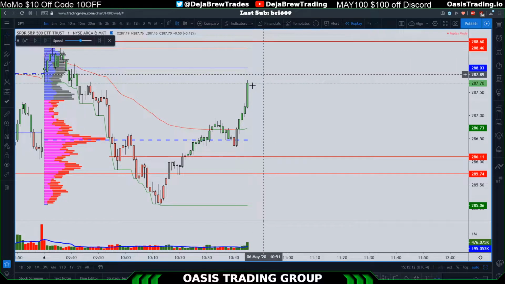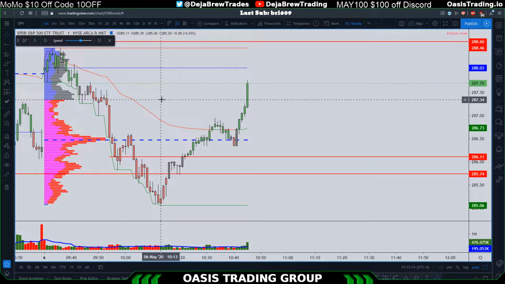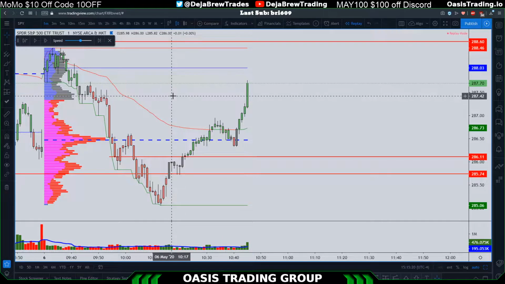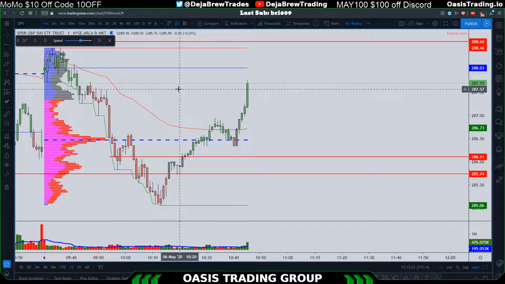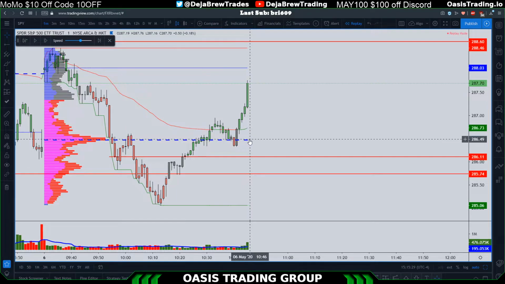And for a short, you want to look for a failure of the value area high. So make sure you pay attention to the value area high to see if it's shifting. And then if you reclaim that value area high towards the downside, you would be looking for a short, okay? And you would be shorting down towards VWAP and POC. Okay, so let's keep an eye on it.